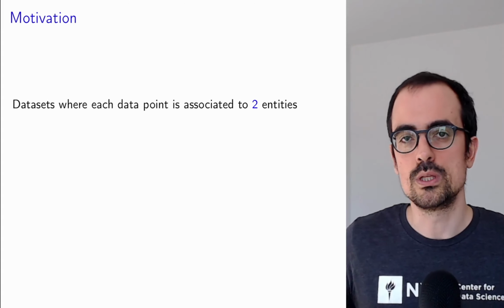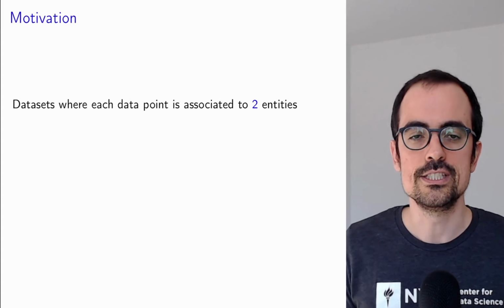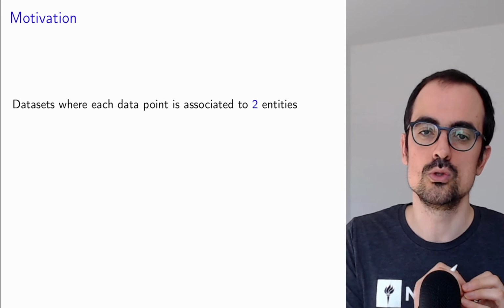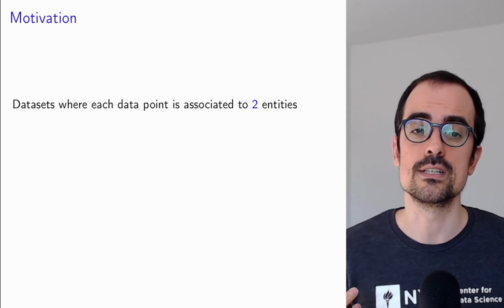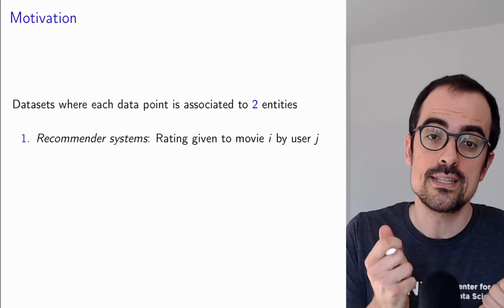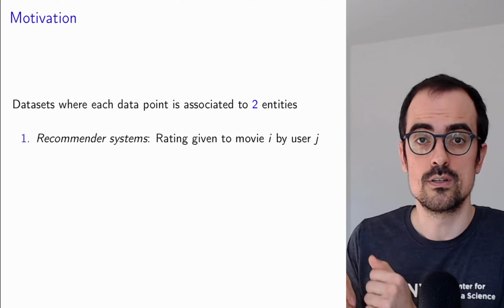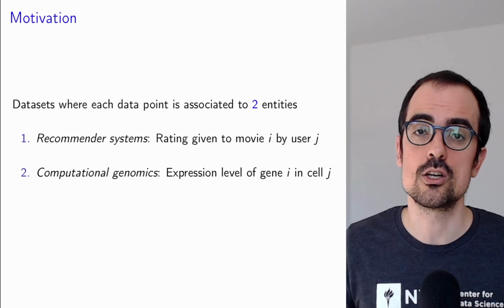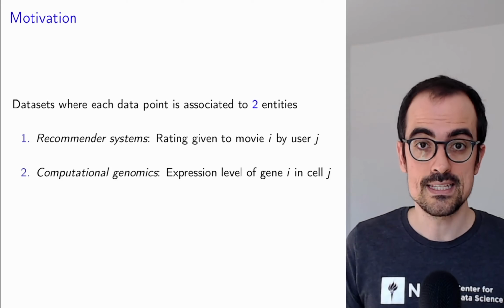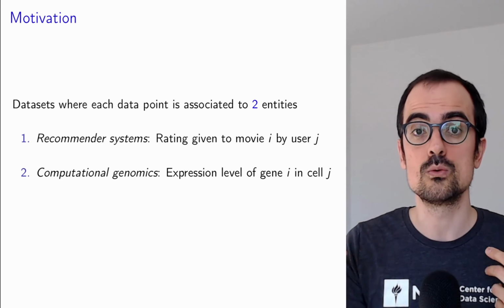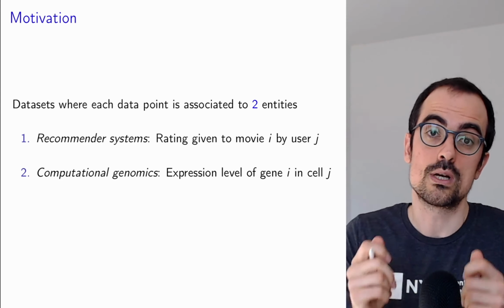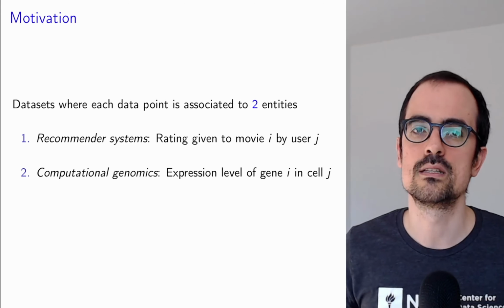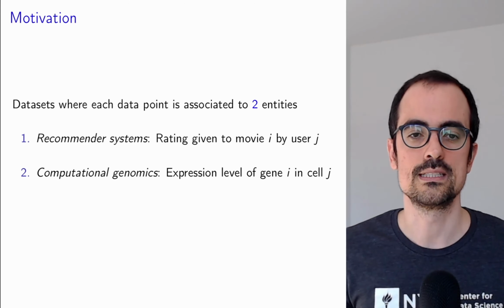Okay, so the motivation of using low-rank models in general is that we often have data where each data point is associated to two entities, and that definitely happens in recommender systems, where we have ratings given by users to different products, for example, movies. But this also arises in computational genomics, where you could have many cells, each of which can be associated with many genes. So if you look at the expression level of each gene in each cell, then low-rank models become quite useful to model this type of data.